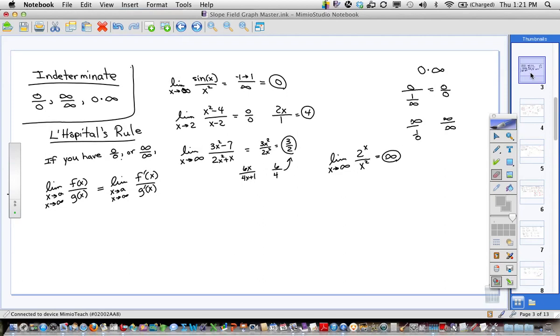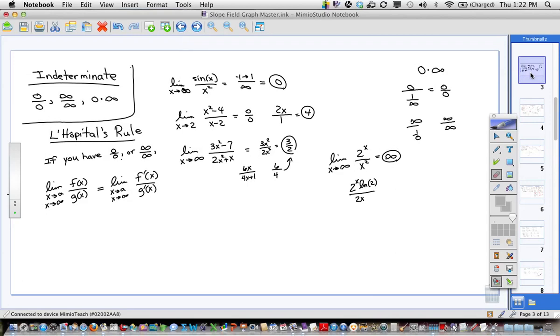But let's use L'Hopital's rule just for the heck of it, plus it's good derivative practice. So the derivative of the top, 2 to the x ln 2 over 2x. Now as x goes to infinity, this is still getting big, this is still getting big, it's still infinity over infinity. So do it again.